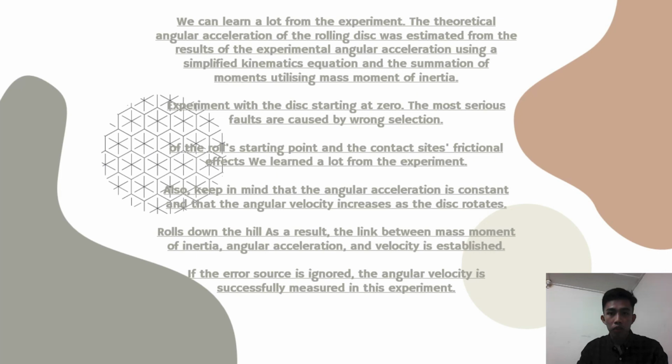So for the conclusion, we can learn a lot from the experiment. The theoretical angular acceleration of the rolling disc was estimated from the result of the experimental angular acceleration using a simplified kinematic equation and the summation of moments utilizing mass moment of inertia. In the experiment with the disc starting at zero, the most serious faults are caused by wrong selection of the ruler starting point and the contact site fluctuation effect. We learn a lot from the experiment. Also keep in mind that the angular acceleration is constant and that the angular velocity increases as the disc rotates down the hill as a result.